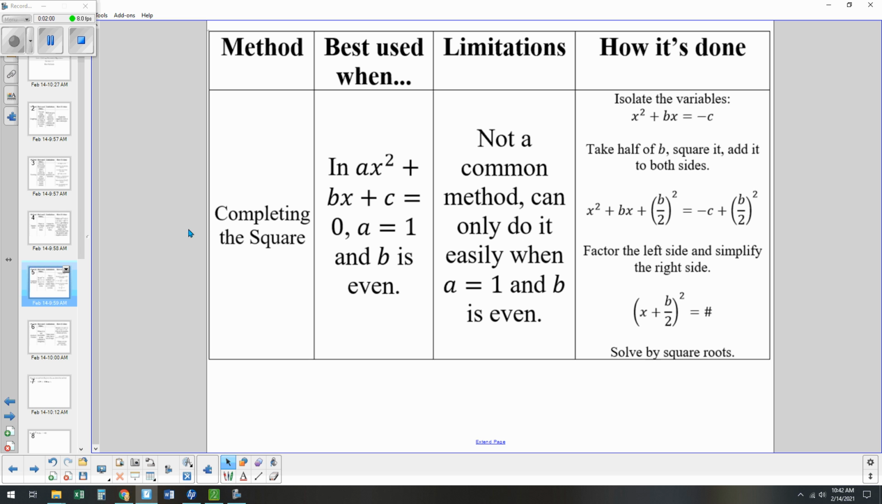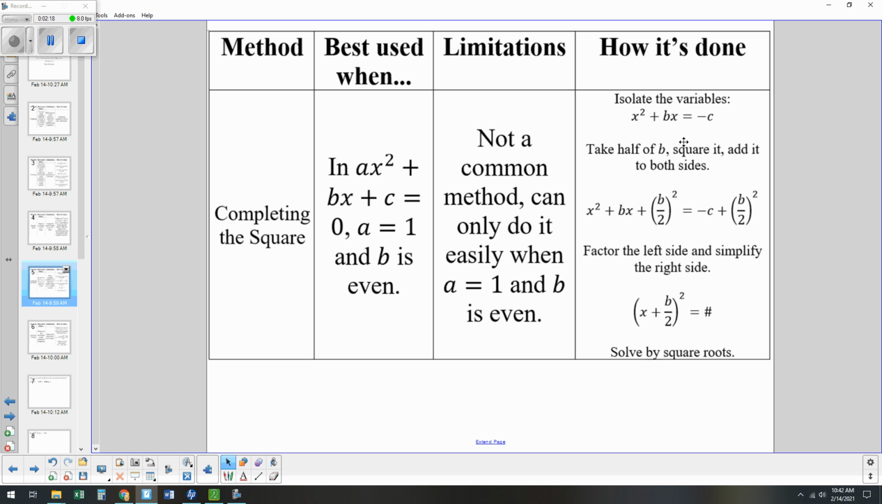The method of completing the square is best used if there's no number in front of the x squared and the b term is even. The limitation is it's not actually a very common method we would use. There are other things we would do before we go to completing the square, and we can only easily do it when a is 1 and b is even.